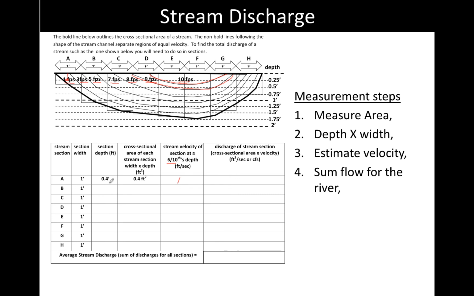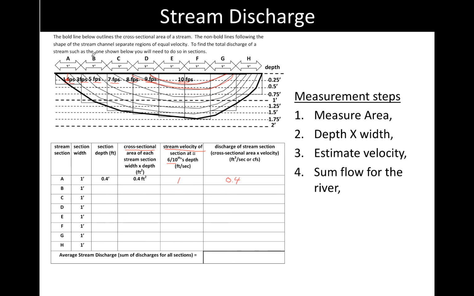Now all we have to do is multiply through. So we've got cross-sectional area times stream velocity. Cross-sectional area times stream velocity. 0.4 times 1 is 0.4.